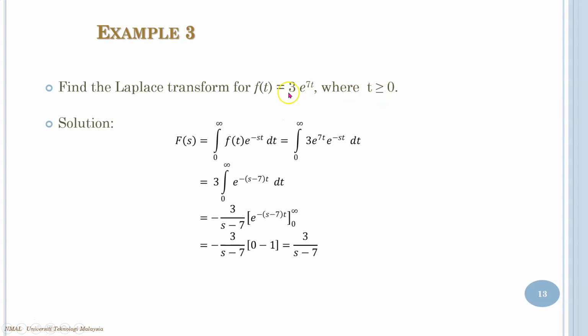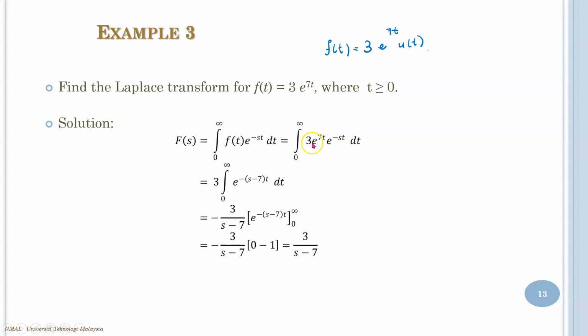So in other words, this function 3 exponent 7t is being multiplied with the unit step function. If we put in the equation for f(t), this f(t) is equal to 3 exponent 7t multiplied by u(t), because it is only on the positive side of the time domain. So for the solution, we integrate between 0 and infinity f(t) multiplied by exponent negative st dt.